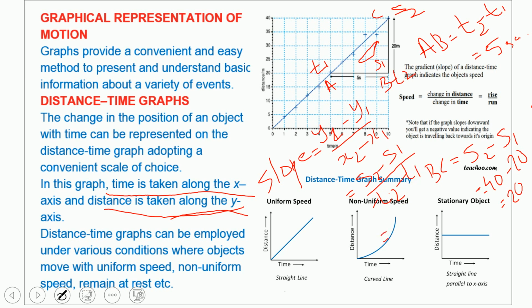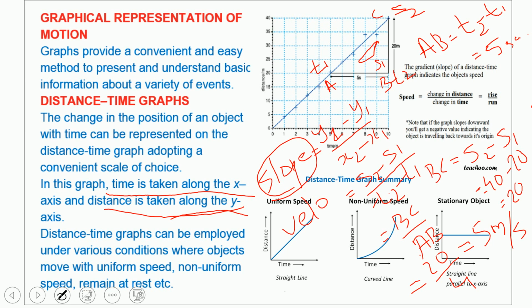Now what is S2 minus S1? You know that it is BC. What is T2 minus T1? You know that it is AB. Sure, all of you? So BC is 20, and AB, that is time, is 4. So 20 upon 4 is 5. It is meters divided by seconds, meter per second. So this slope is nothing but the velocity. Like that we will get the velocity. Sure, children? Like that we can use a graph to find the velocity. A distance-time graph will be used to find the velocity.